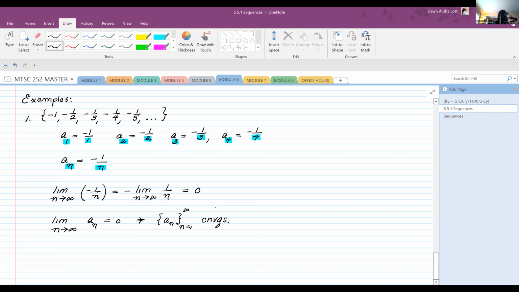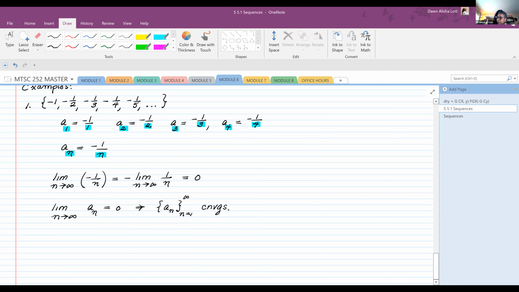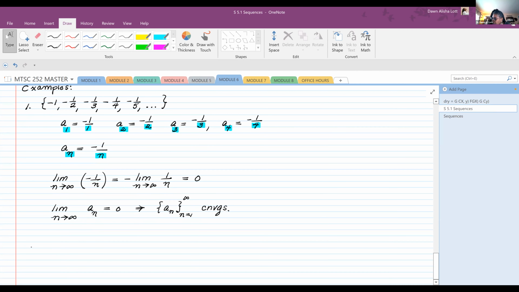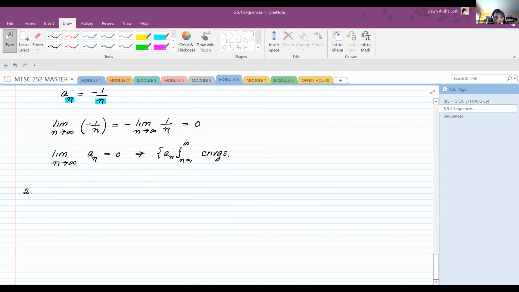Okay. Let's look at number 2. Some of these can be really hard too. So I'm trying to stick with some ones that work. Okay, we saw this one. 0, 1/2, 2/3, 3/4, 4/5. And we were able to determine the next term in the sequence.